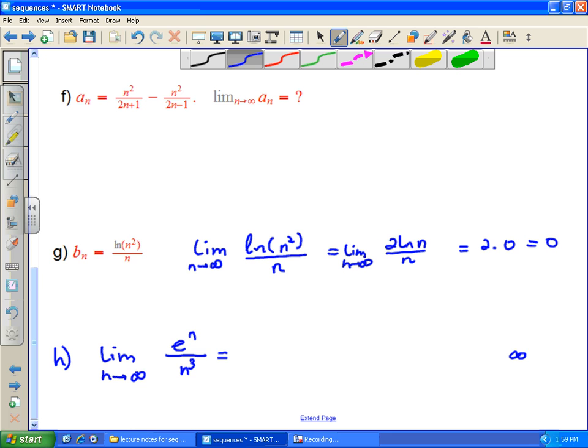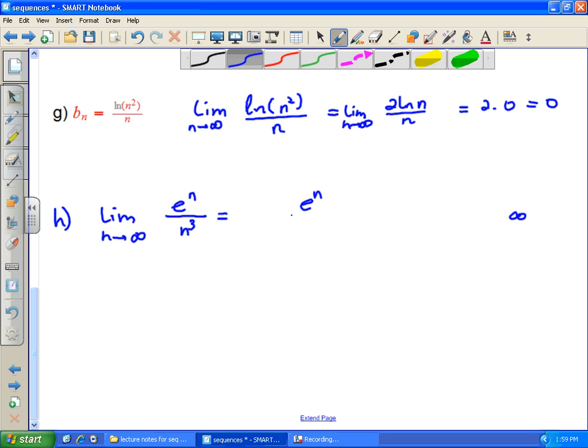Now let's prove it with L'Hopital's rule. If you differentiate it 1 time, what would you get? Still infinity over infinity, right? If you do it again, take a limit, differentiate it again, you get e to the n over 6n. Still infinity over infinity. Do it 1 more time. E to the n over 6. Now where is it going? The top keeps getting larger and larger. The bottom is fixed. So where do you think this is going to go? It's going to go towards infinity. So our original guess was correct in that case.